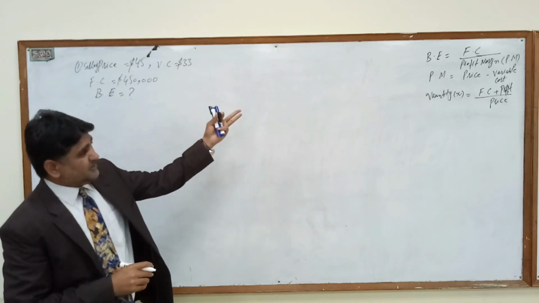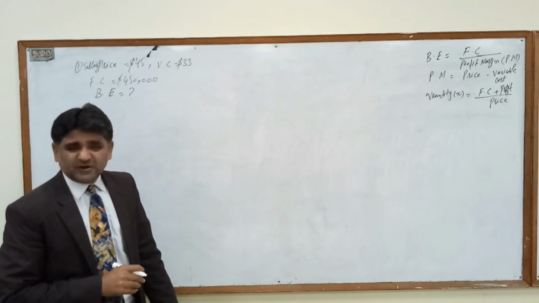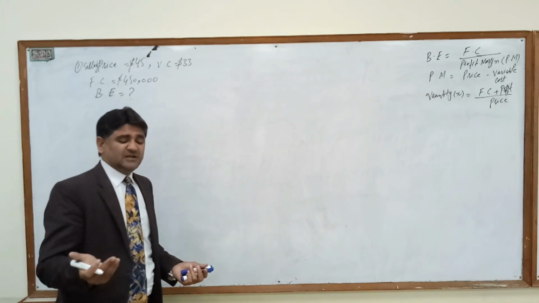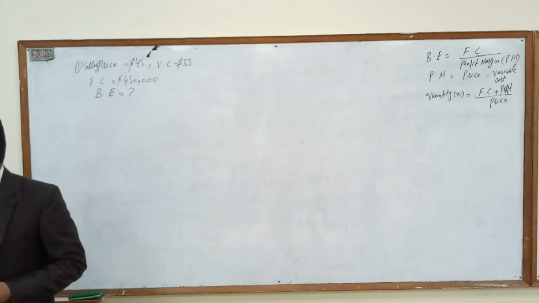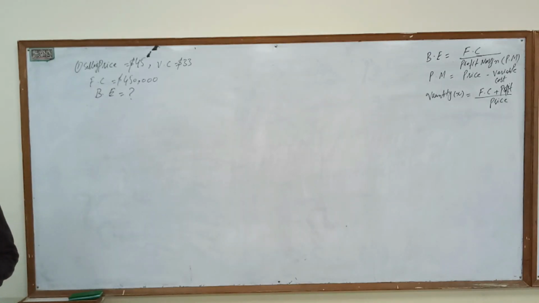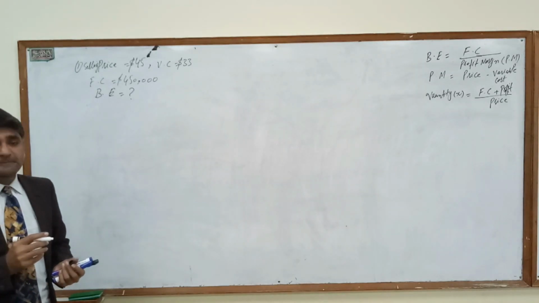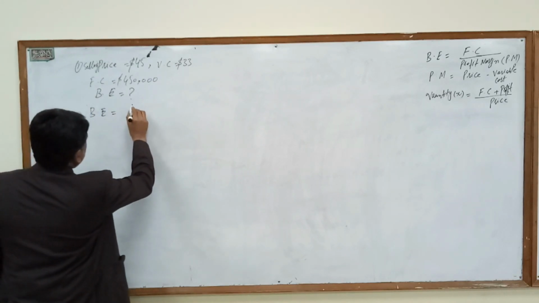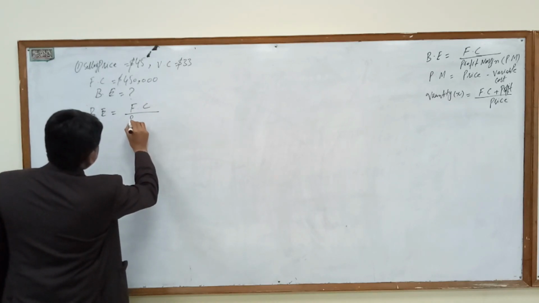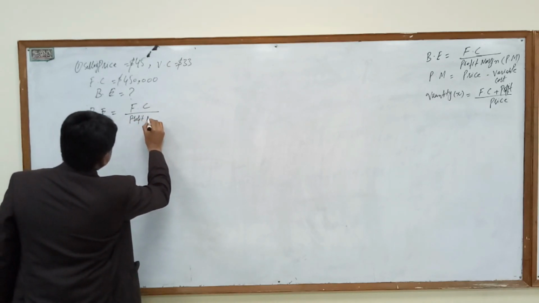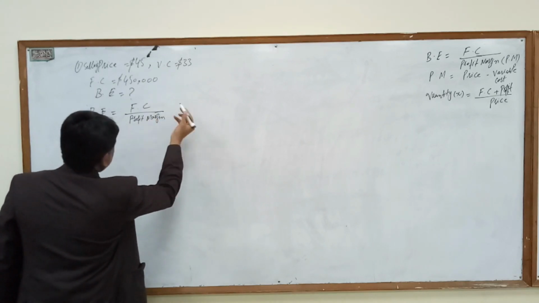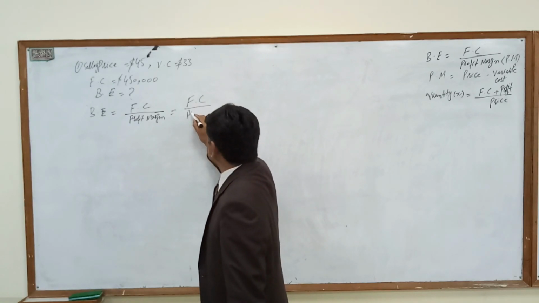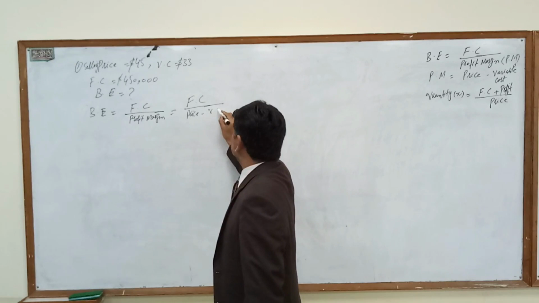Do we have selling price? Yes, sir. Do we have variable cost? Yes, sir. Then we can determine profit margin. As well as we have fixed cost, we can simplify the number of units. What is the question? How many units can be sold in order to break even? So break even is equal to fixed cost divided by profit margin, or you can directly write fixed cost divided by price minus variable cost.